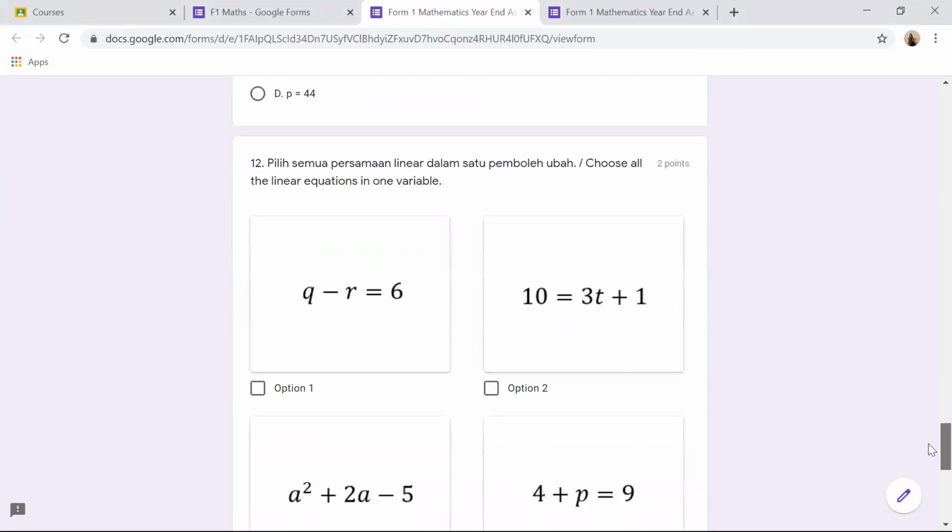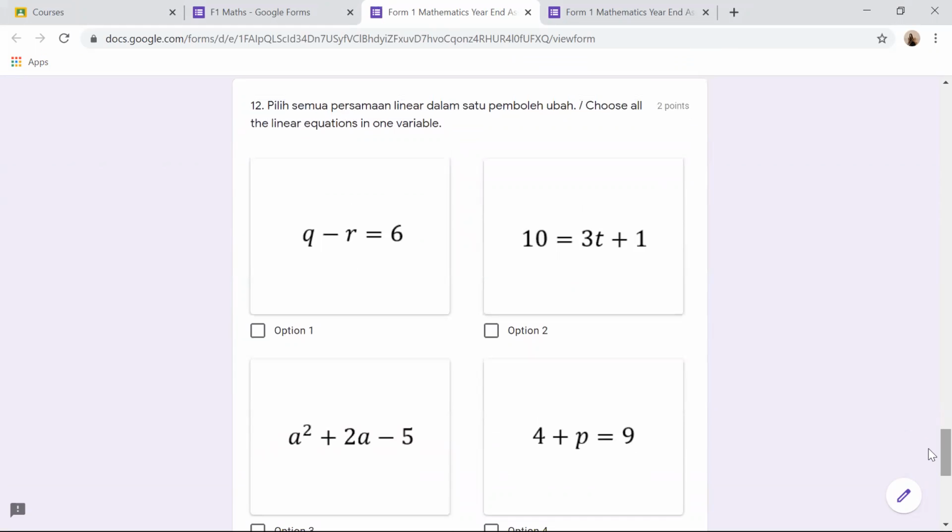Okay, we're going to finish. Number 12, oh, not even 1 minute. We're going to choose the linear equation in one variable. You see this one, you got 2 variables. So definitely it's not the first one because you have variable q, you have variable r, so not this. One variable, 3t plus 1. Okay, this one has one variable and it's linear because the highest power for t is 1. So yes, this is the one. Check this one. Even though it is one variable, you have the highest power 2. So this is not linear. This one got 2 variables. Okay, this one not linear.